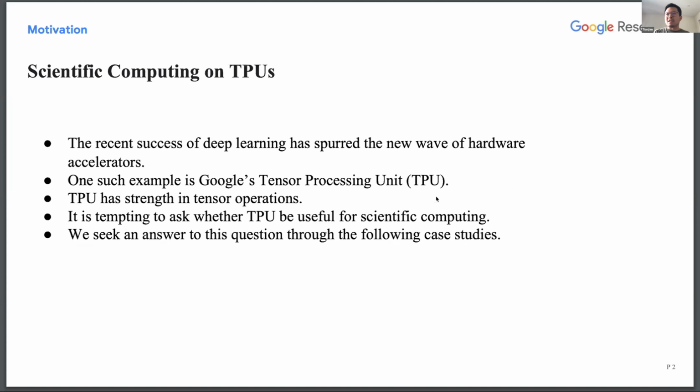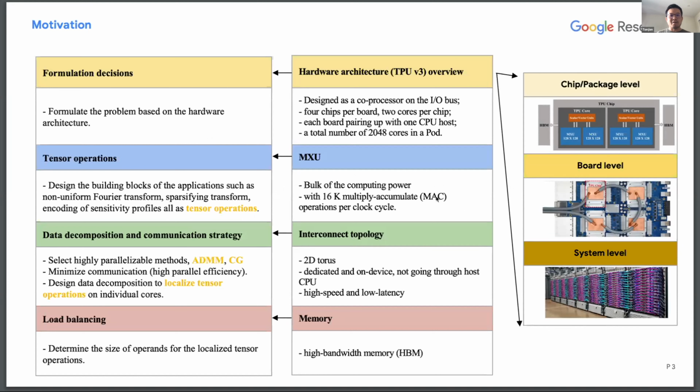Before we dive into the case studies, I would like to give an overview of the TPU architecture. This is the TPU v3 hardware architecture on the right, from chip package level, board level, all the way to system level. TPU is designed as a coprocessor on the I/O bus. It's a similar concept to a GPU. A TPU v3 board has 4 chips, and 2 cores for every single chip. One TPU board pairs up with one CPU host. In the pod setting, there is a total number of 48 cores.